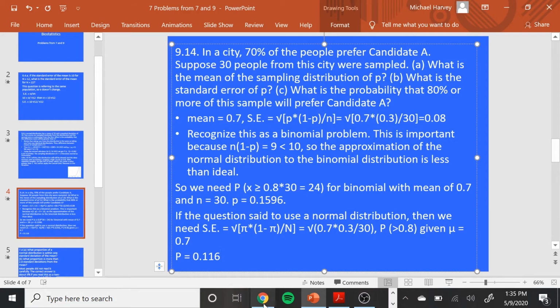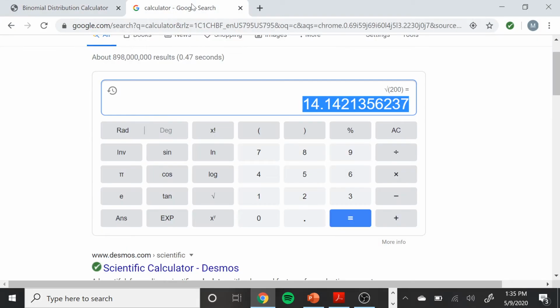To avoid a rounding error, since I've got my calculator open here, I'm going to calculate this really quick. What we want is the square root of 0.7 times 1 minus pi, which is 0.3, divided by n, our sample size, 30. You hit equal, and there it is. I had rounded it off earlier. To avoid a rounding error, you actually want to use a naked decimal, so we'll leave that 0 there. Hit Control Copy.